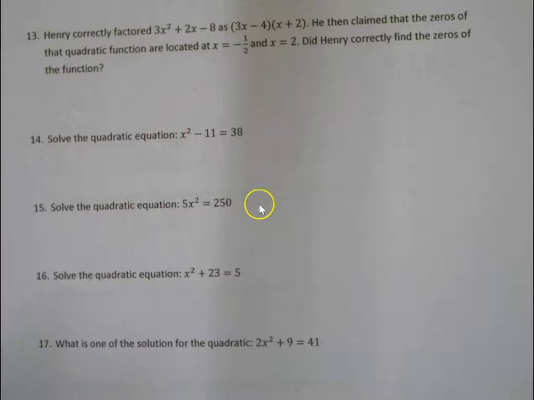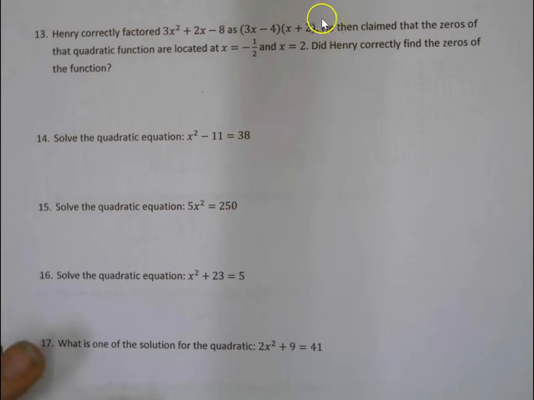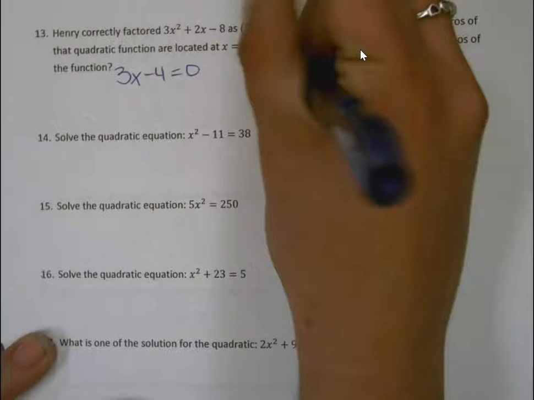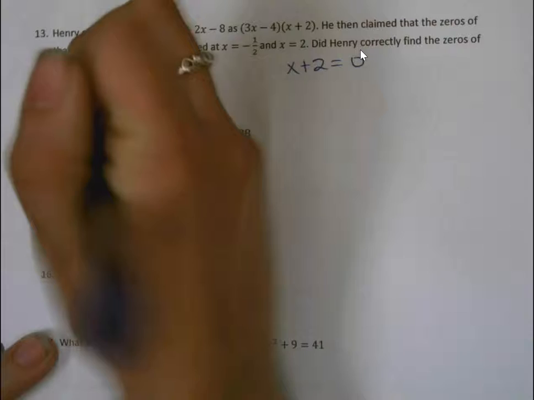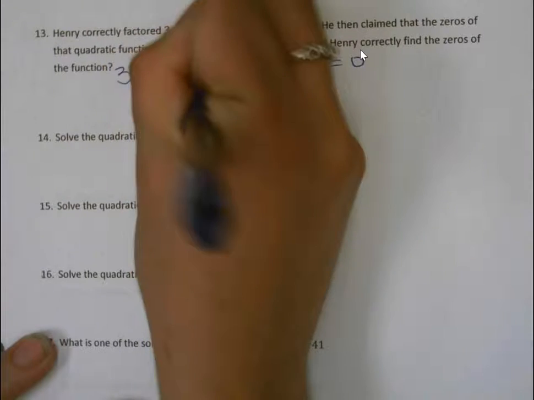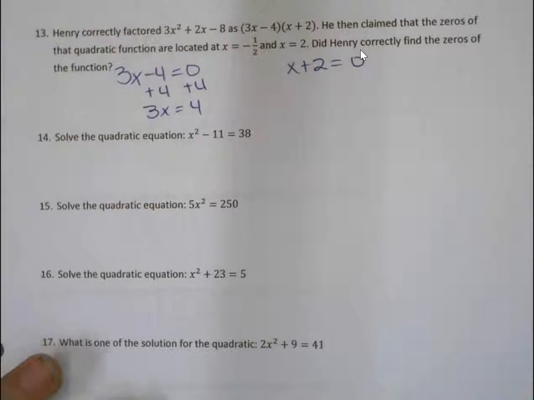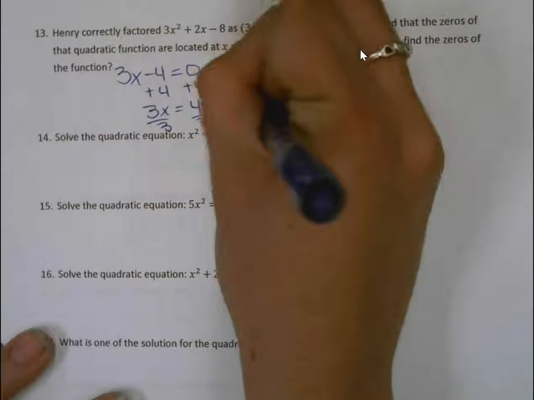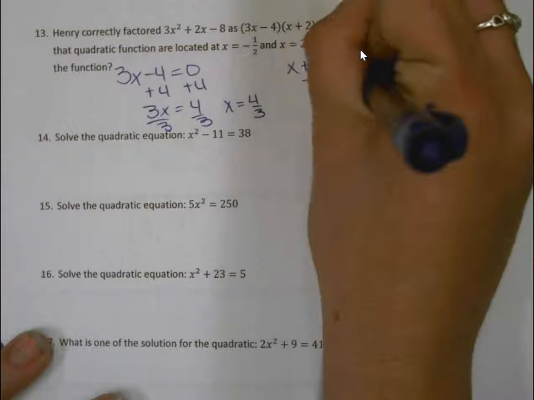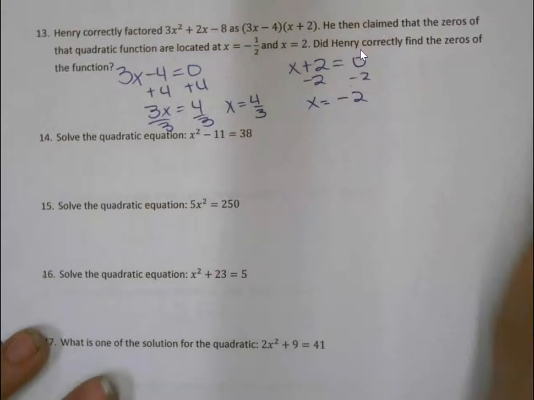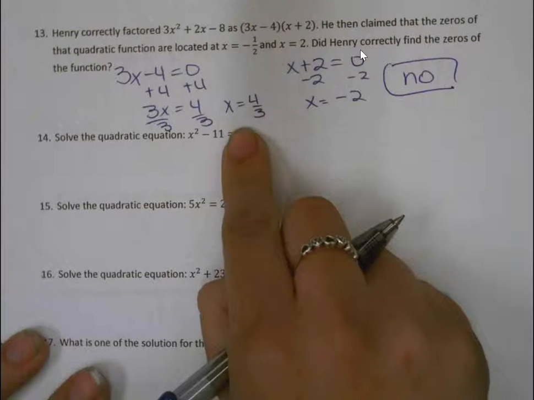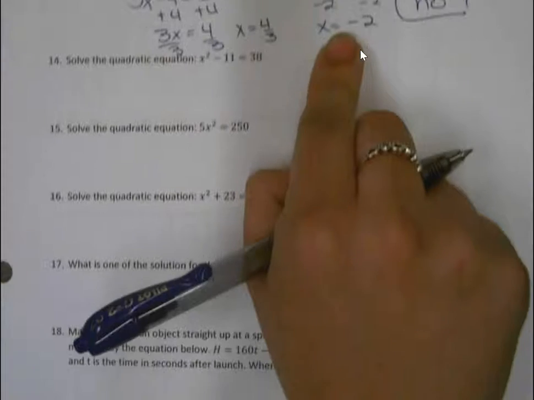Okay. On number 13, it tells me that he factored it and got it to factor as this, and his zeros are these two. So what I'm going to do is take the two things inside the parentheses and set them equal to 0. First one, I add 4 to both sides. I get 3x equals 4. Then I want to go ahead and divide out the 3. I get x equals 4/3. For the second one, I subtract 2. I get x equals -2. He did not correctly factor the function. My correct zeros are x equals 4/3 and x equals -2, so he is wrong.